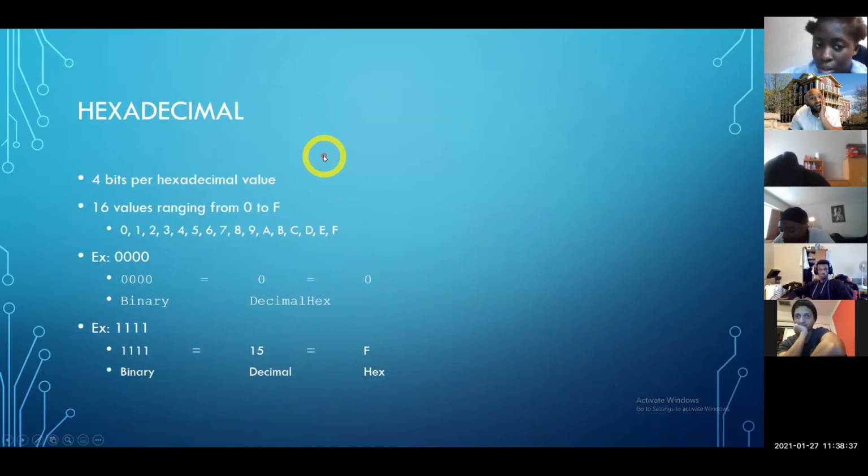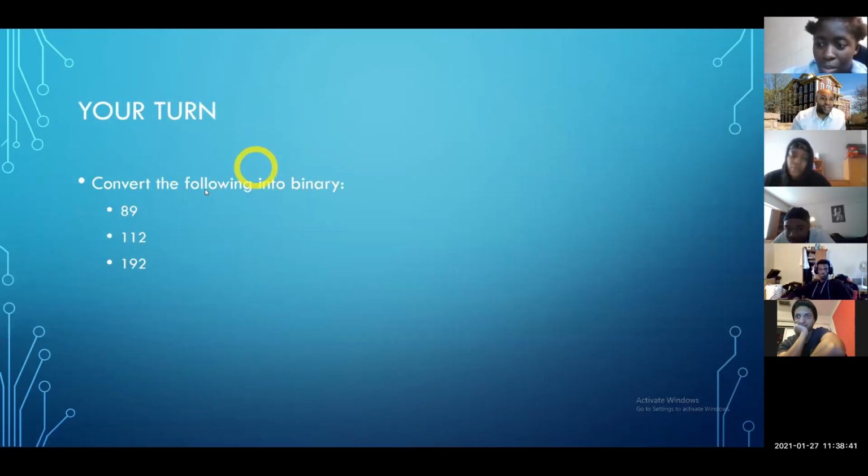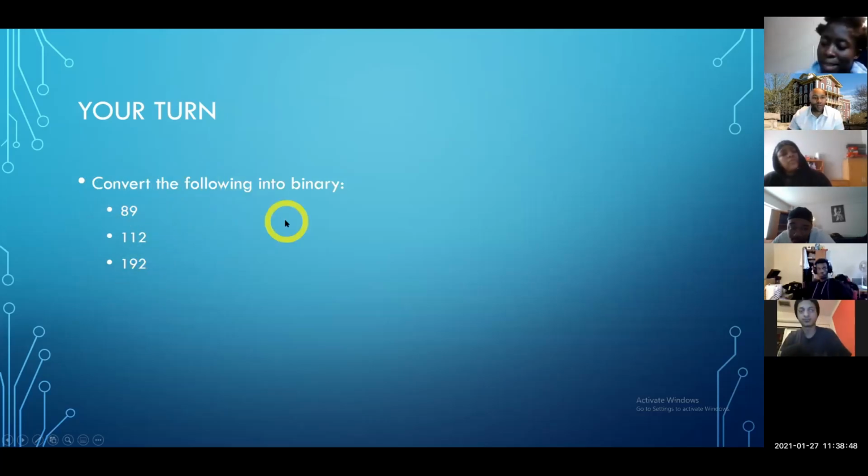We're kind of running out of time in this class, so we'll do these and we'll pick up next time. Try to convert these 3 numbers and then we'll pick up the rest next time: 89, 112, and 192.